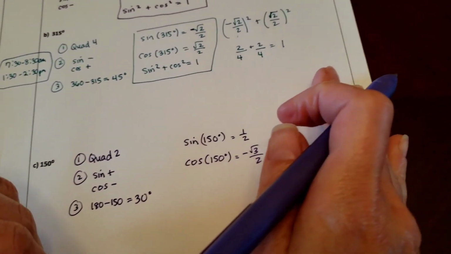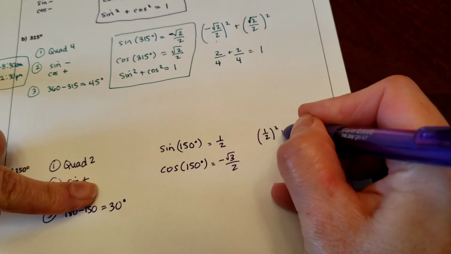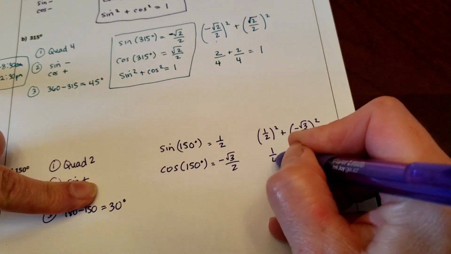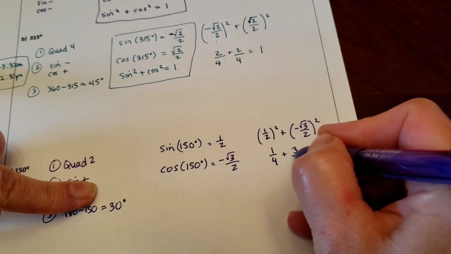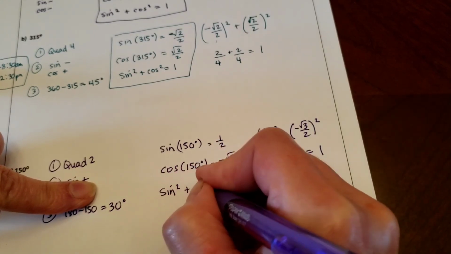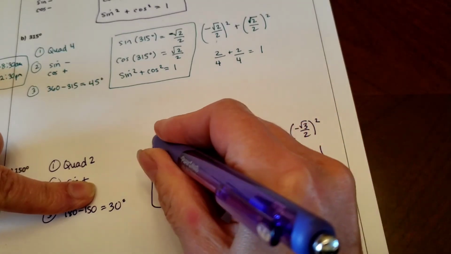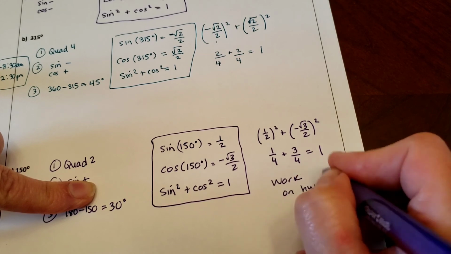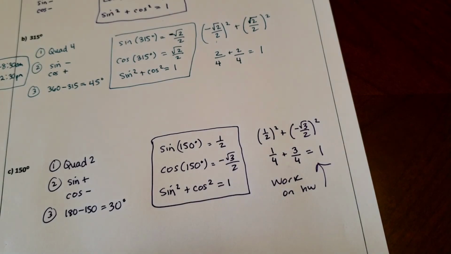And then sine squared plus cosine squared. So 1/2 squared plus a negative rad 3 over 2 squared. This will give me a 1/4. Rad 3 and rad 3 is just 3. 2 times 2 is 4. So again, I'm getting a 1. So my sine squared plus my cosine squared equals 1. Again, on homework, you must show this work here. Make sure you show this work on homework. Even though I've told you the answer is supposed to be 1, you still need to prove it.